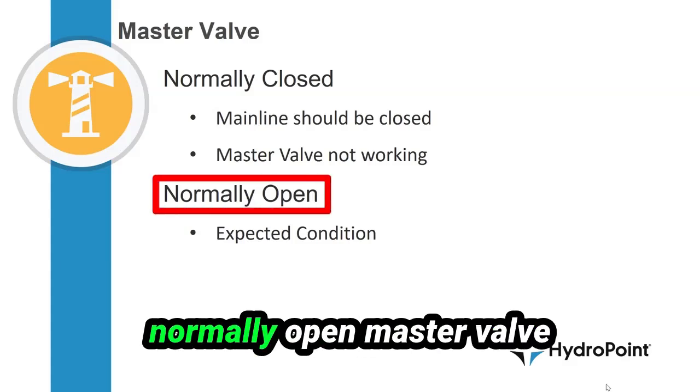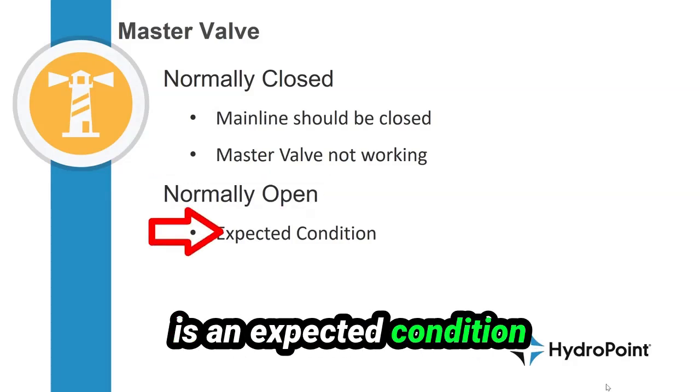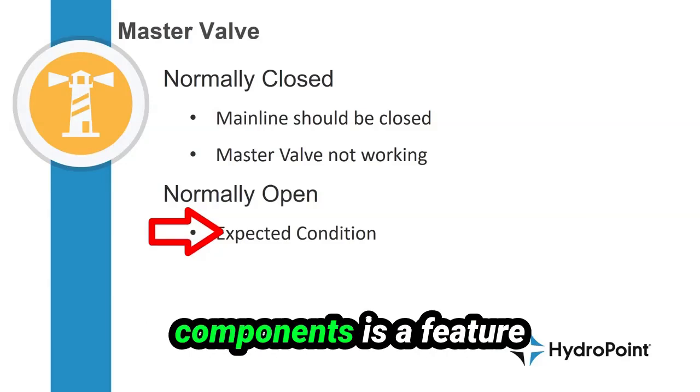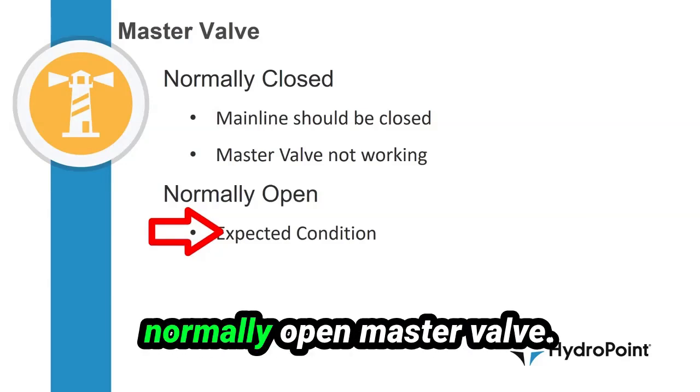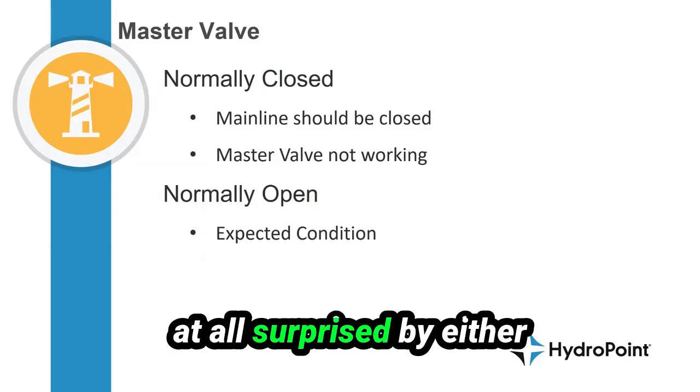However, if you have a normally open master valve, use of your irrigation system is an expected condition because being able to run our hose bibs, quick couplers, or other irrigation components is a feature that we depend on from a normally open master valve. So unscheduled usage is something we're not at all surprised by.